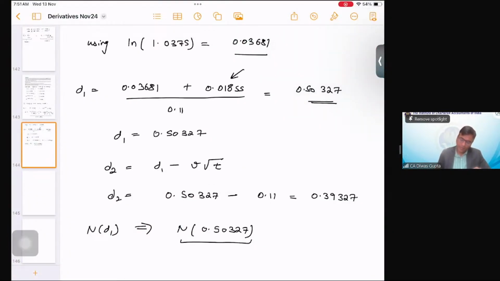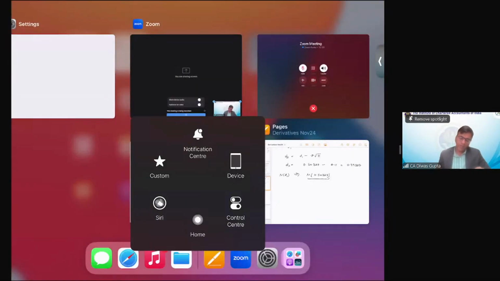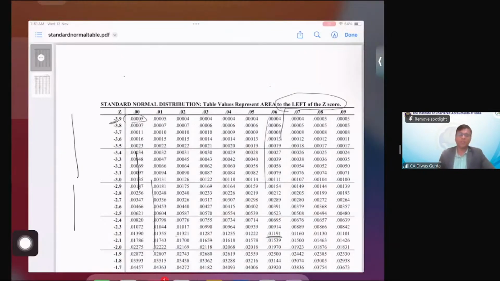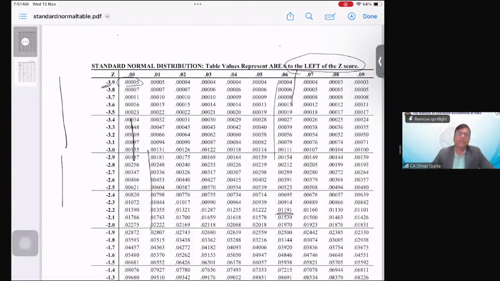Now, for this N(d1) value of 0.50327, if we refer to the standard normal distribution table, I've just opened it. First of all, this is the cumulative table because it represents the area to the left of the Z score. There are different ways a standard normal distribution table is presented. It can be one tail, two tail, as we discussed, but we want the cumulative one, which is here.